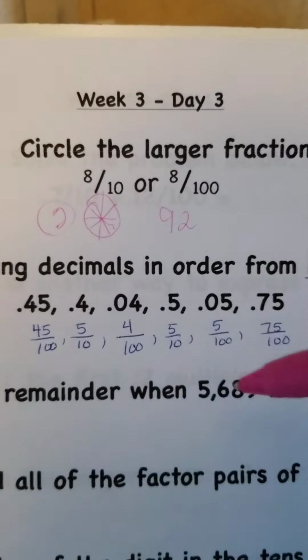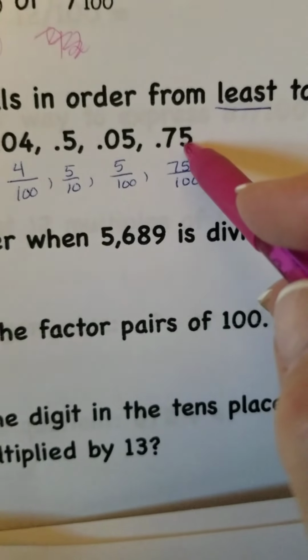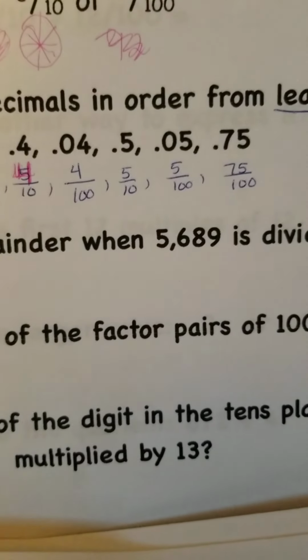So what I did is I first converted these into fractions instead of decimals, okay? This is 45 hundredths. This is 4/10, not a 5, sorry. 4/10, okay? This is 400ths. This is 5/10. This is 500ths. This is 7500ths. Remember your place value.